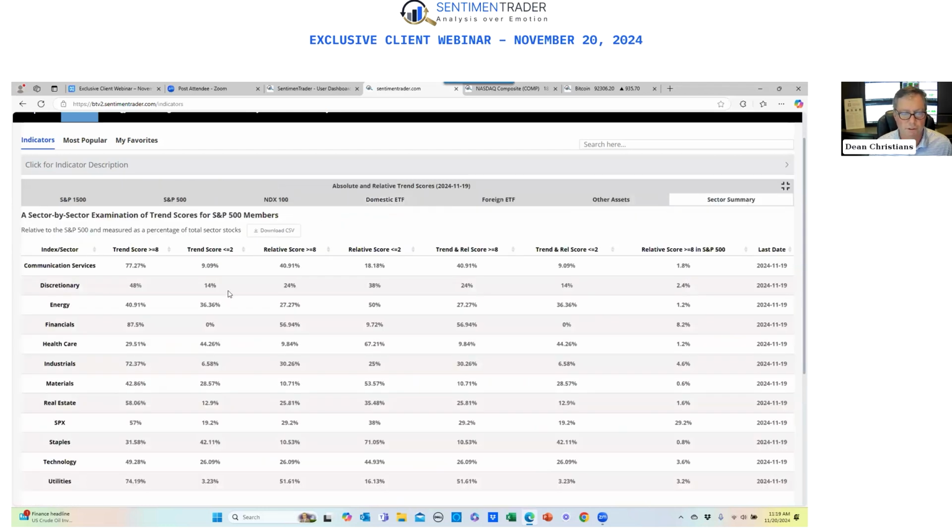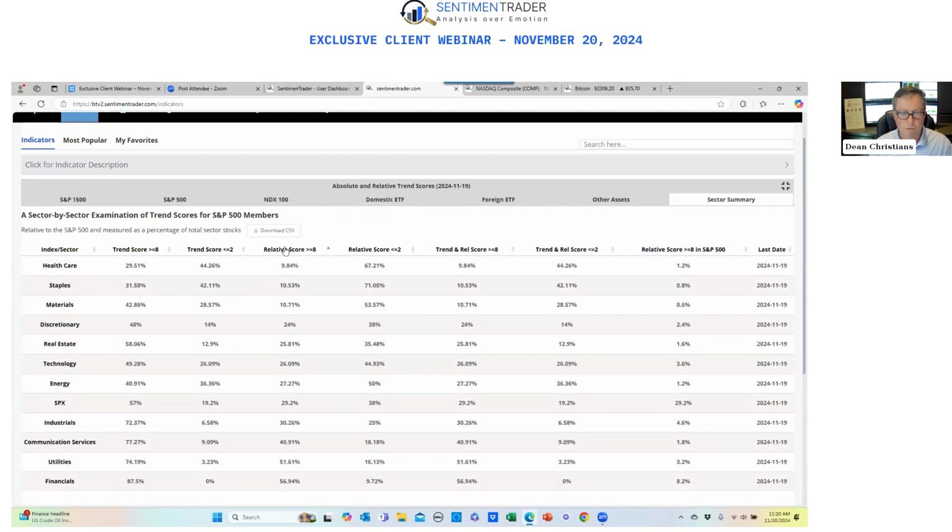What this does is summarize each sector. There are 11 sectors in here, and it summarizes the individual stocks within each. If we sort by trend score, we can see that financials have 87.5% of their stocks with a trend score of 8 or higher. On the flip side, healthcare is very weak, with only 29.51% of its stocks with a score of 8 or higher.